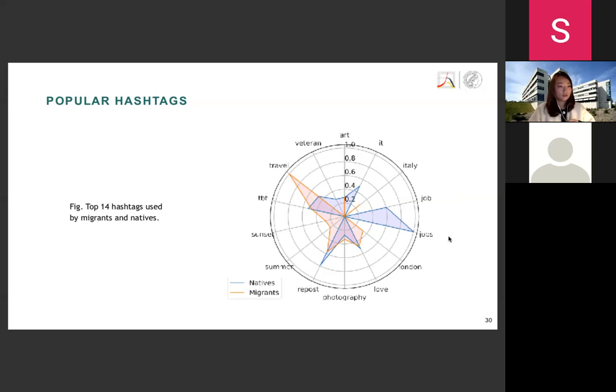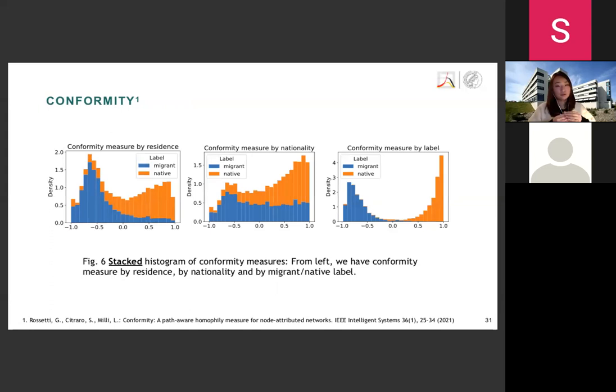So in this paper, lastly, we also wanted to understand the social network, how migrants and natives connect with other users on Twitter. To understand this mechanism, we computed the local homophily level based on the three attributes that we had in the data: the label of the residence, nationality, and whether this user is a migrant or not, the migrant-native label. Here we observed that migrant users tend to consider less the country of residence when following other users, whereas natives tend to connect with other users residing in the same country, looking at the first plot in this slide.